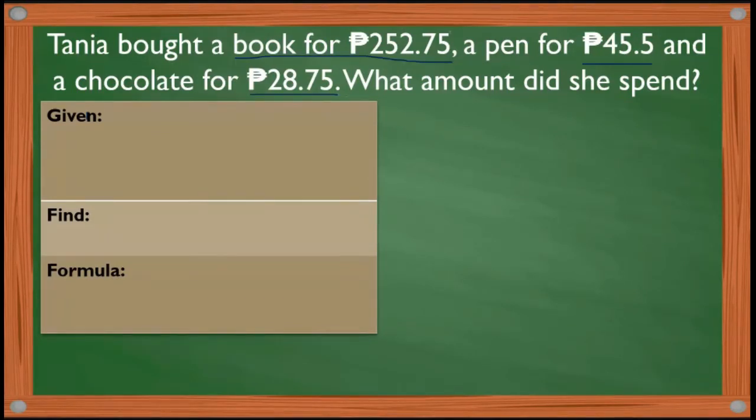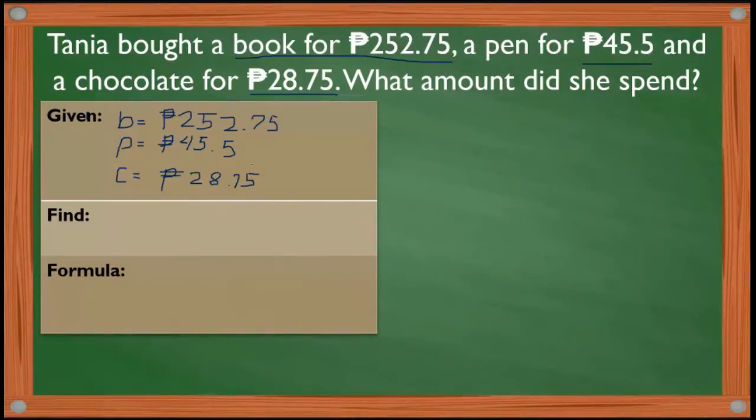So 252, that is for book. The price of the book. Instead of book, let's make it short. Let's write letter B. Letter B stands for book. And then write the value. And then 45.5, that is the pen. Let's use letter P. 45.5. And then the third is chocolate. 28.75.